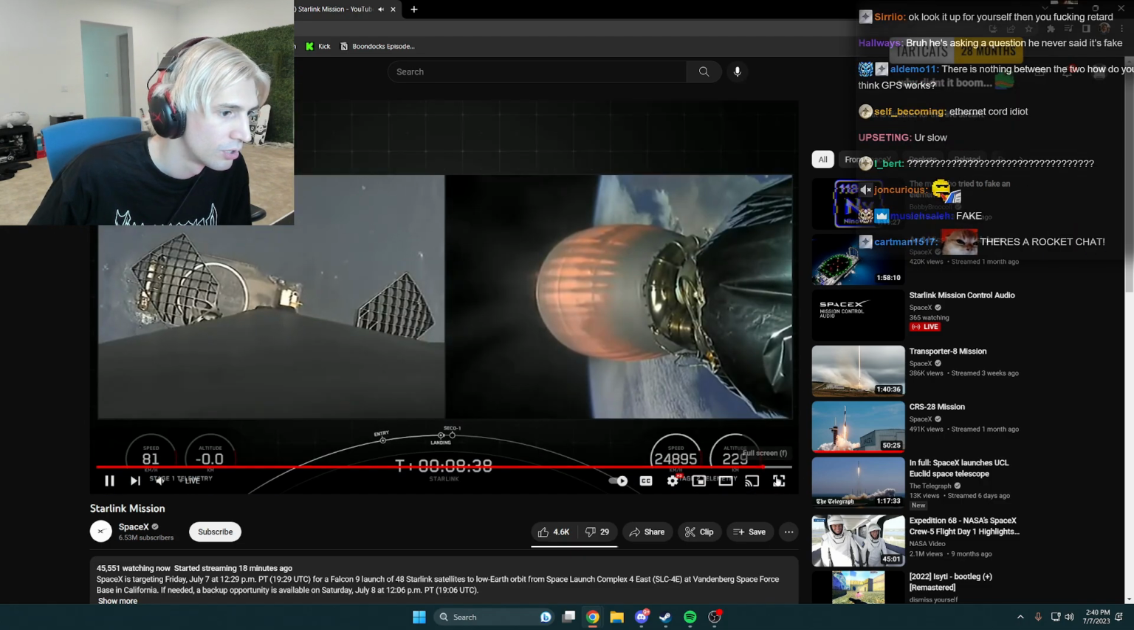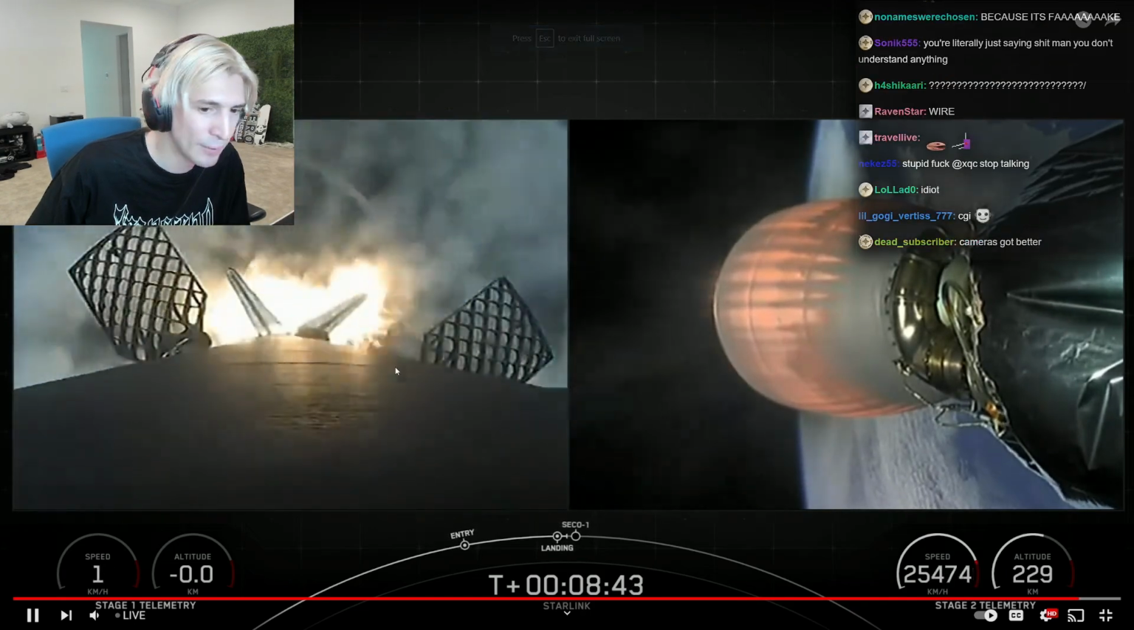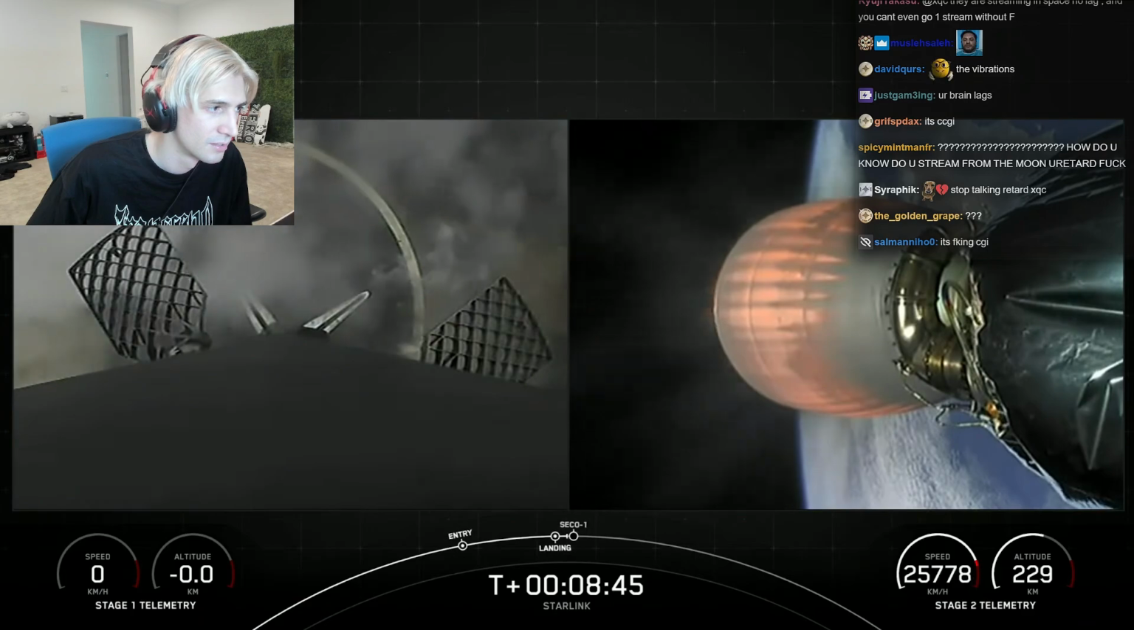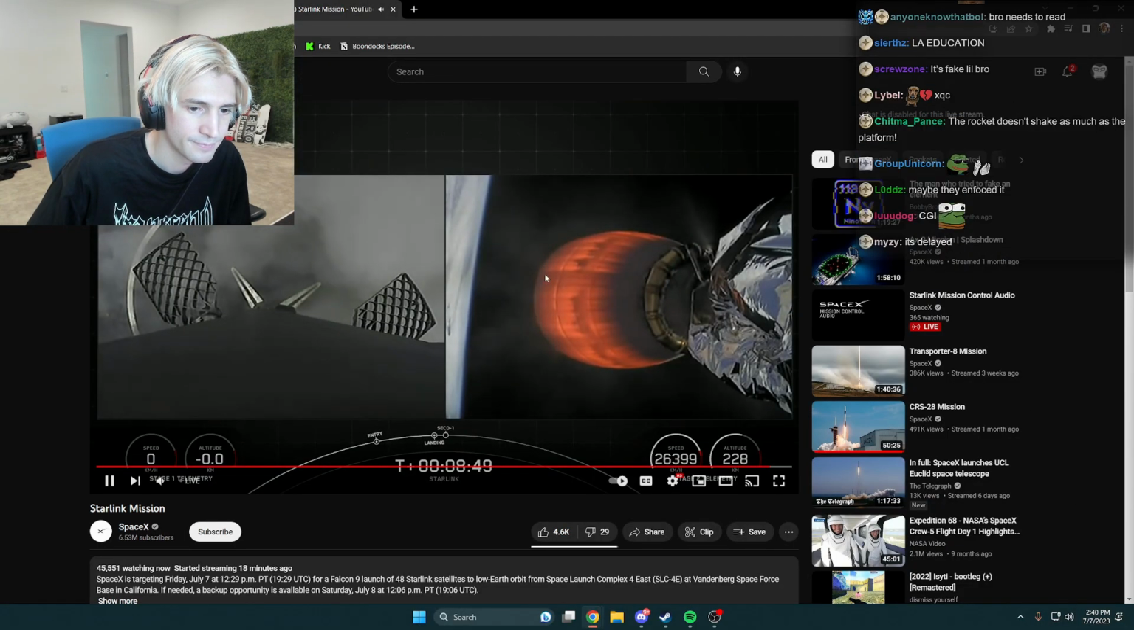Why didn't the landing leg deploy? Look, look how stable it is. Stage 1 landing confirmed. And if you can hear that cheering, everyone here at Hawthorne is very excited.